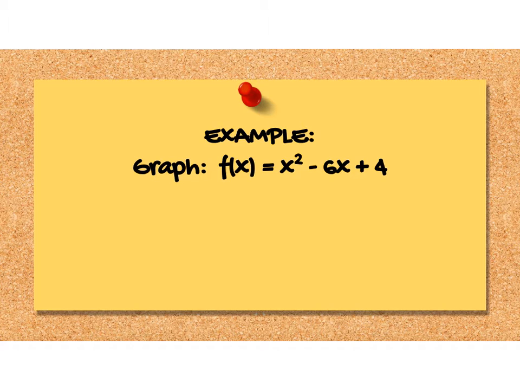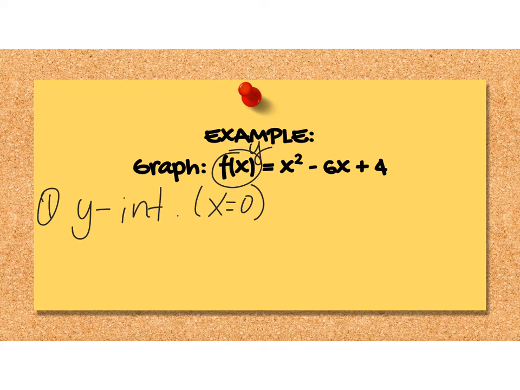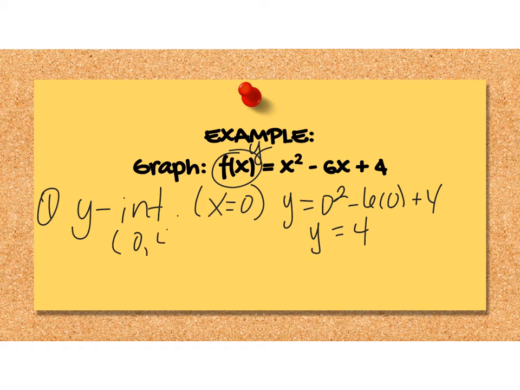Step 1, let's find the y-intercept. And that's where x equals 0. So if I put a 0 in, and instead of f of x, it's just a y, so I'm going to go ahead and change it to a y because I'm going to plot x, y coordinates, right? So y will equal 0 squared minus 6 times 0 plus 4. So you see y equals 4. So the first point I am going to plot is 0, 4.